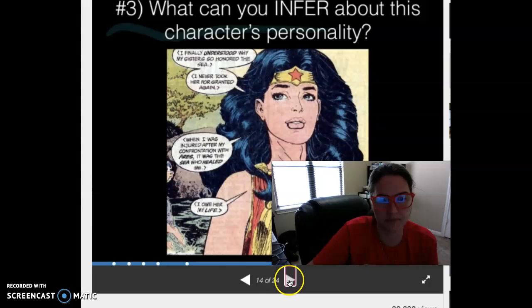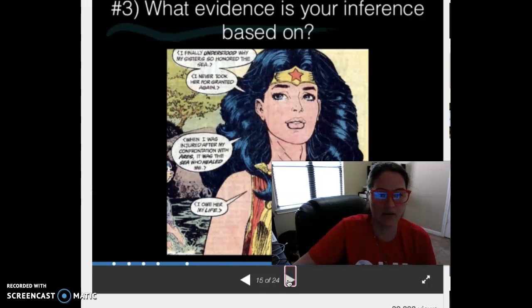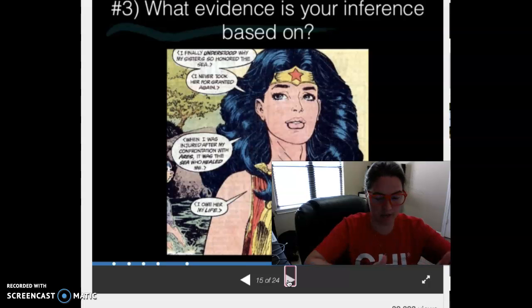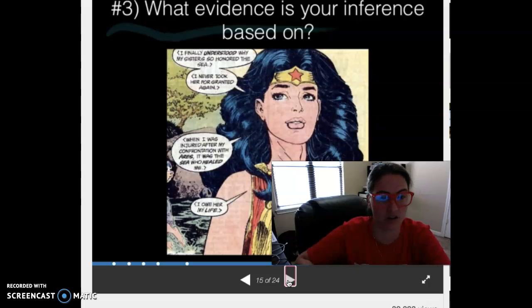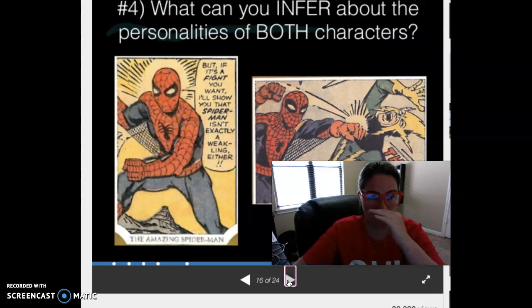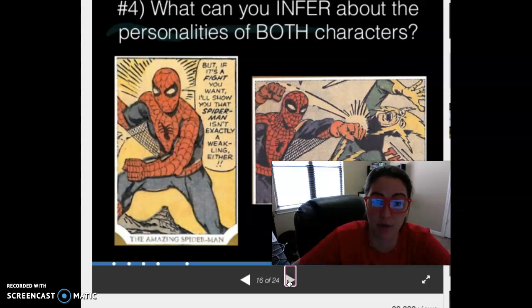Again, what evidence is your inference based on? So guys, by this time, this is literally asking you to fill out the left column of the inference chart that we've been using. So your first column, what are you seeing? Make sure you have evidence and then make your inference. All this is doing is just guiding you through filling out that inference chart. Okay, let's do another one. What can you infer about the personalities of both characters?